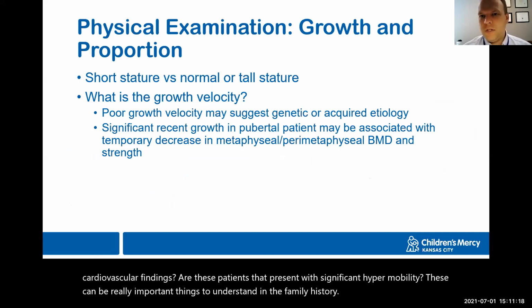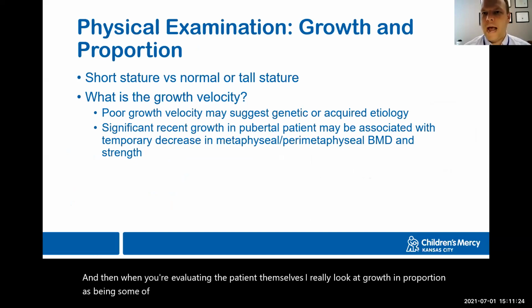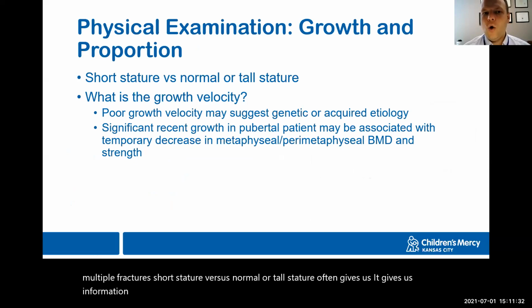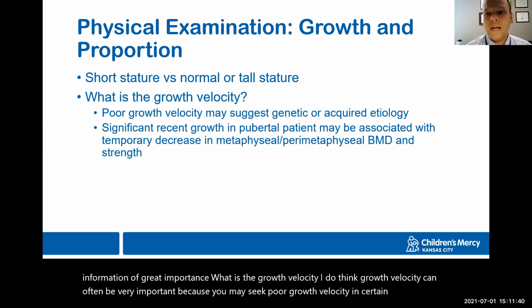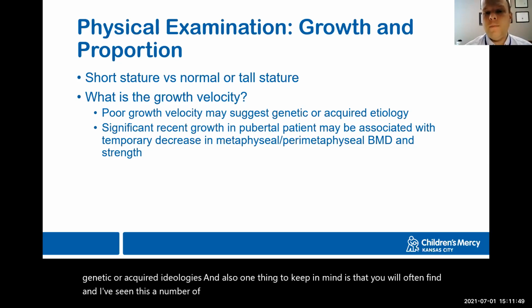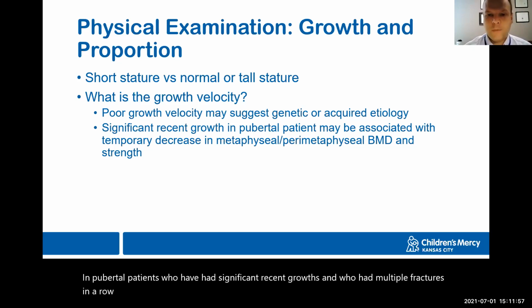And then when you're evaluating the patient themselves, I really look at growth and proportion as being some of the most important things when we have that patient who presents with multiple fractures. Short stature versus normal or tall stature often gives us information of great importance. What is the growth velocity? I do think growth velocity can often be very important, because you may see poor growth velocity in certain genetic or acquired etiologies. And also, one thing to keep in mind is that you will often find, and I've seen this in a number of cases, pubertal patients who have had significant recent growth and who had multiple fractures in a row that may be associated with submaximal trauma.